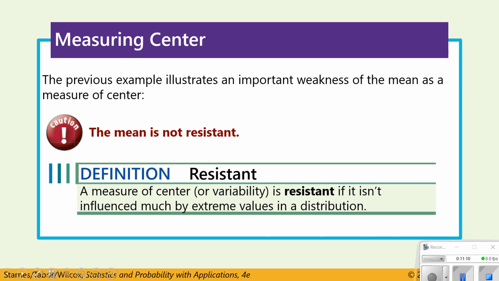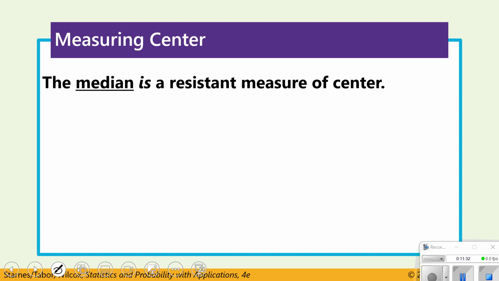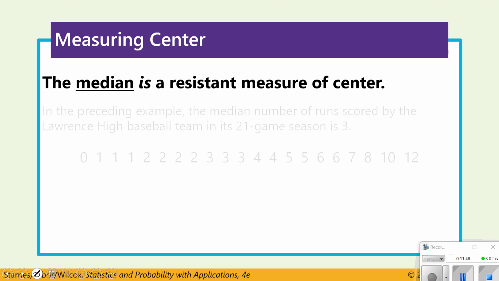A measure of center is resistant if it isn't influenced much by an extreme value in a distribution, also known as an outlier. So on that one with the baseball, if I took off that outlier, our mean was much more reasonable. But when we put the outlier back in, it really stretched it out and threw it off a little bit. Now the median is resistant. So the median is the one that we want to work with here, because it's not really affected by any outliers. Remember, the median is just in the middle of the data, so it doesn't really matter what the data is. It's just going to be in the middle of it.